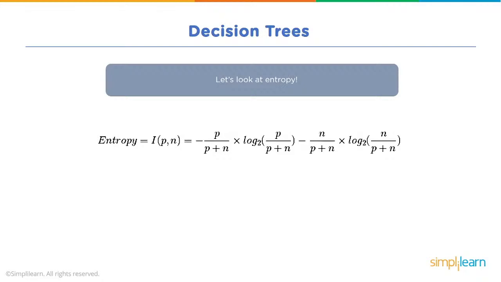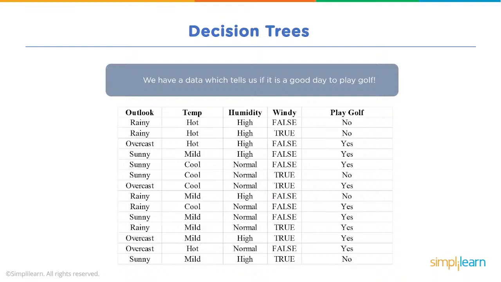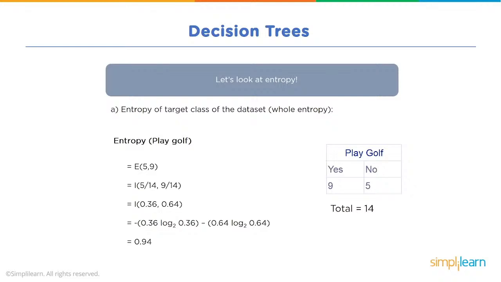But let's break that down and see what it actually looks like when we're computing it from the computer script side. The entropy of a target class of the data set is the whole entropy, so we have entropy of play golf. If we go back to the data, you can simply count how many yeses and nos there are in our complete data set for playing golf days. In our complete set, we find we have 5 days we did play golf and 9 days we did not play golf. If you add those together, 9 plus 5 is 14, so our I equals 5 over 14 and 9 over 14. That's our P and N values that we plug into that formula. 5 over 14 equals 0.36, and 9 over 14 equals 0.64.